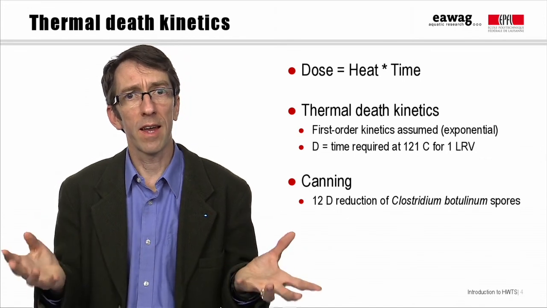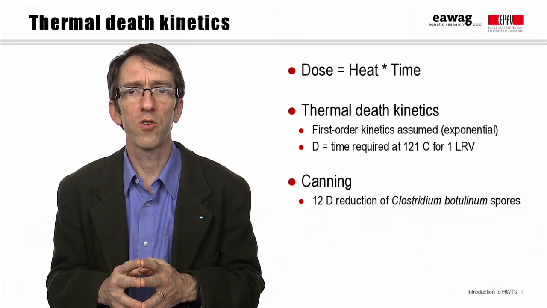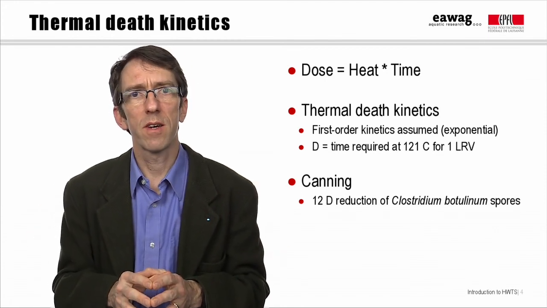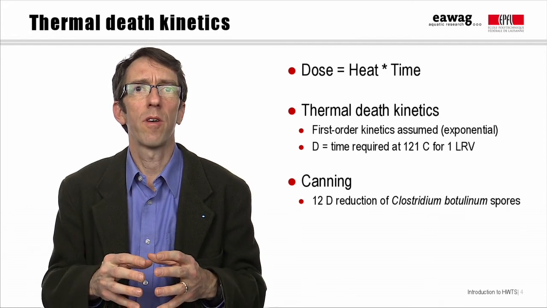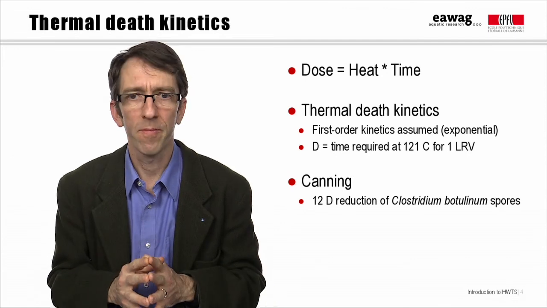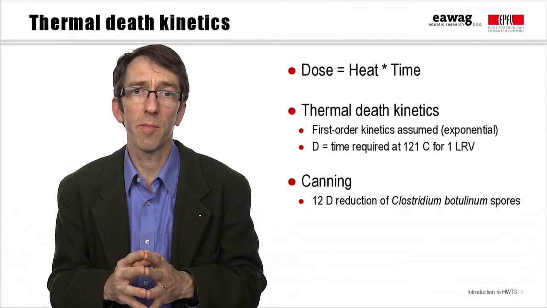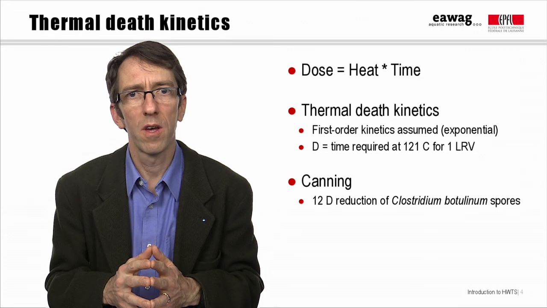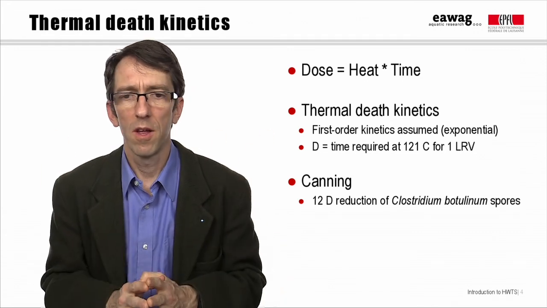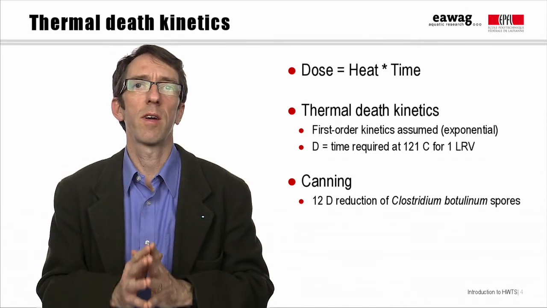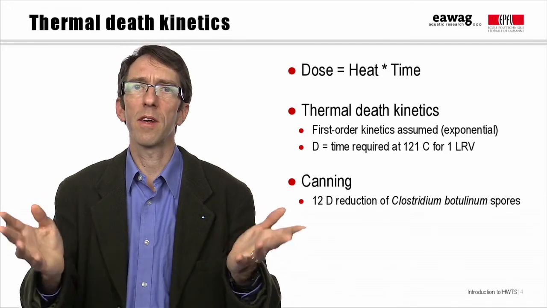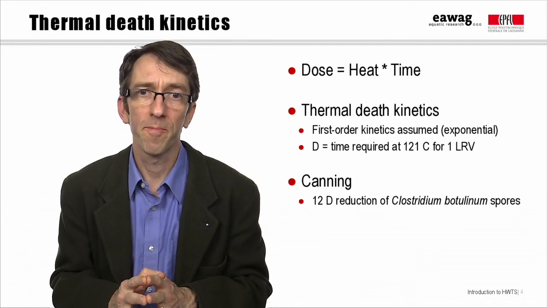The thermal death kinetics of heat disinfection are assumed to follow first order or exponential decay, which means that a fixed amount of time is required to achieve one log reduction value. This is called a D value, typically set at 121 Celsius. If a D value for one pathogen was 10 minutes, then after 10 minutes, 90% of that pathogen would have been inactivated. After 20 minutes, it would be 99%, and so on and so on.